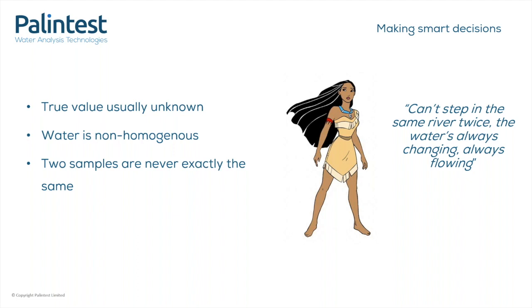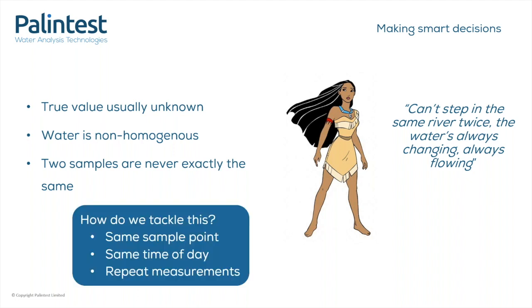What this, of course, means is that when you're doing your testing, you'll never get identical results every time. So how do we tackle this issue? The best way to do this is to always sample from the same point and at around the same time each day. Both of these actions will help to reduce the variability that you see in your data.